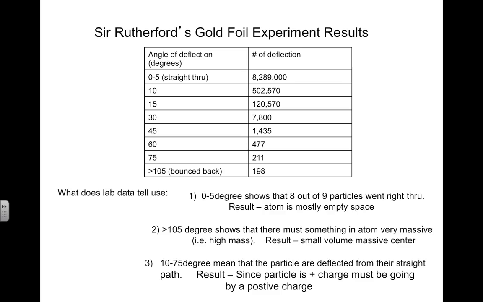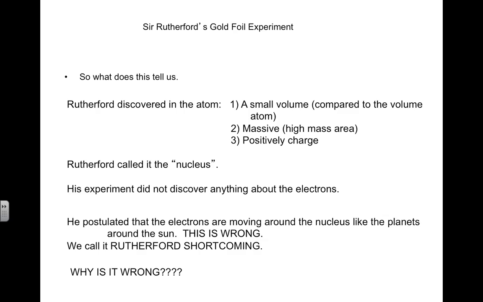Okay. His experiment really didn't explain anything about where the electrons were located, except that he knew the electrons weren't located in the nucleus because the nucleus is positively charged. So here are his results, and I explained them before. What he postulated about the electrons was that they were located in the region outside the nucleus, and they revolved around the nucleus like planets around the sun.